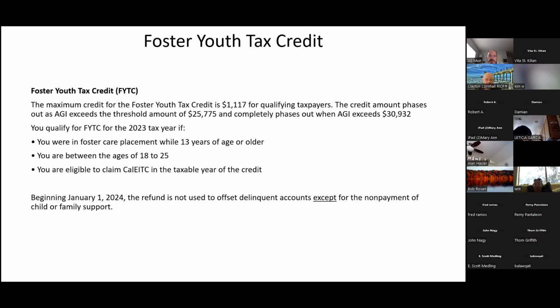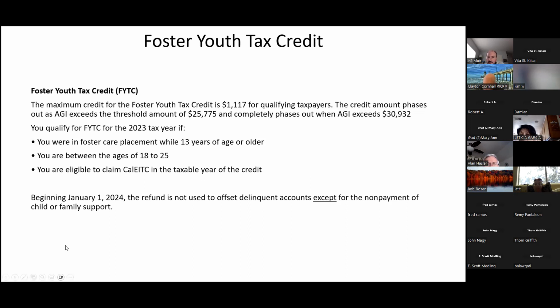The foster youth tax credit, this is another credit that's available. This is for individuals who are in foster care and they're between a certain age, as stated on the screen. And you're eligible to claim the California EITC. So this is yet another credit. I don't see it very often. I think I've seen it maybe 2 or 3 times. But again, you might have someone who qualifies for that.